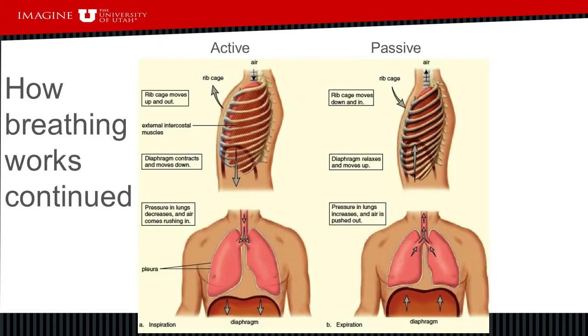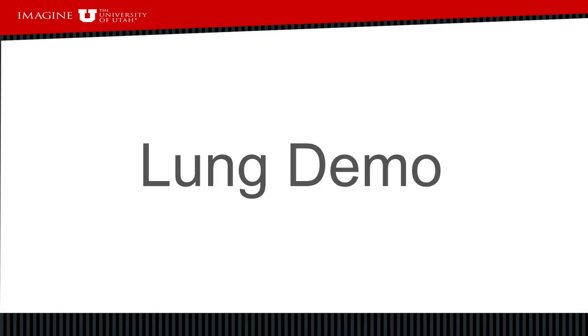And this other diagram shows the same thing, but from the side, so you can see how the ribs move and how important the rib muscles, or intercostal muscles, are. And you can see the diaphragm pulling down as well on the active phase of breathing.